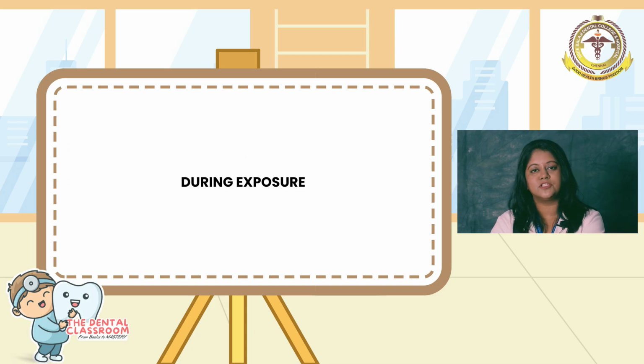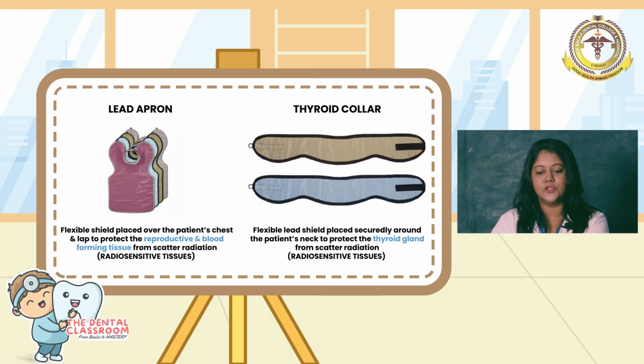Now, what are the measures to be taken during exposure? You need to make sure that your patient is wearing a lead apron and thyroid collar. So, now what is this lead apron and thyroid collar? These are nothing but a flexible shield of lead that is placed over your neck, chest and the legs to protect your thyroid gland, your reproductive organs and the blood forming tissues from the harmful effects of scatter radiation. So, it is mandatory that you make your patient wear a lead apron and thyroid collar during exposure.